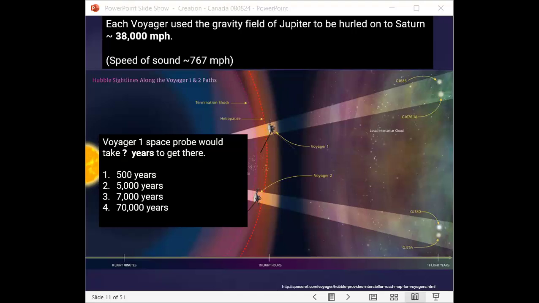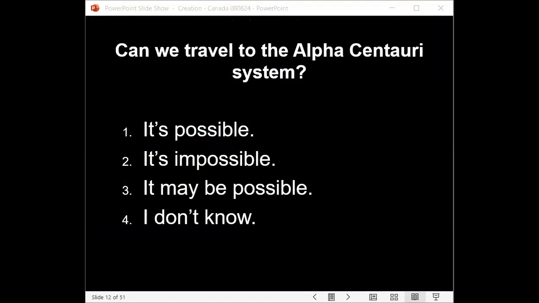Now, let's assume that the technology advances enough, well beyond the current technology. If we have more advanced technology, can we travel now to the Alpha Centauri system? Okay, assume that you have all the technology. Please show me your answer.